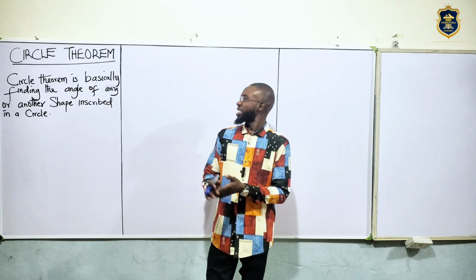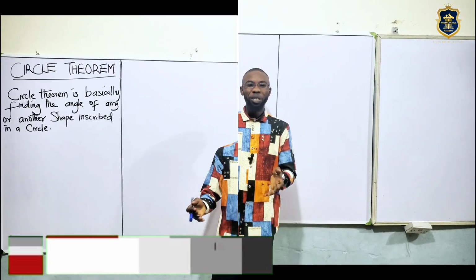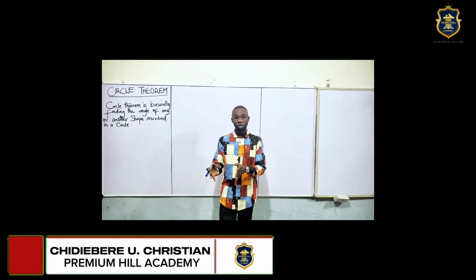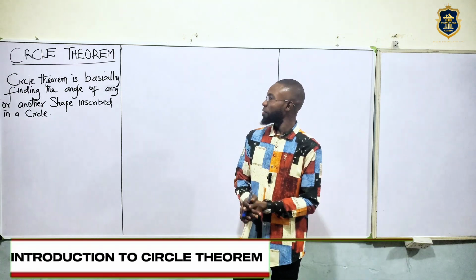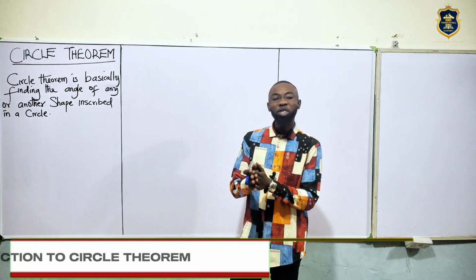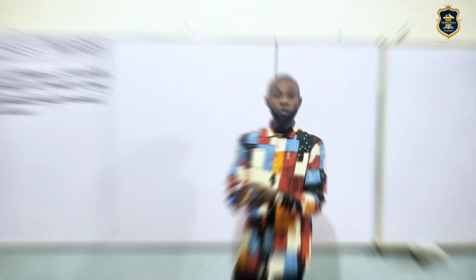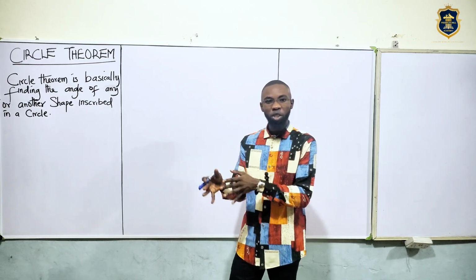Alright guys, let's look at circle theorem today. And what is circle theorem? I'm going to be giving you simple tricks on what circle theorem is. Circle theorem is basically finding the angle of any other shape inscribed in a circle. I'm looking for the angle that makes up another shape in a circle.